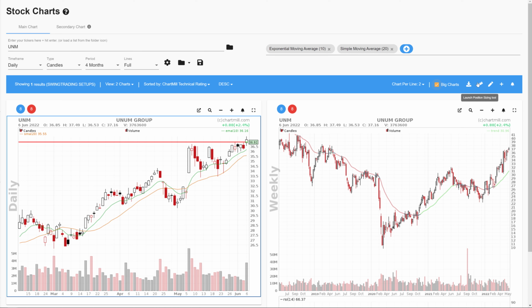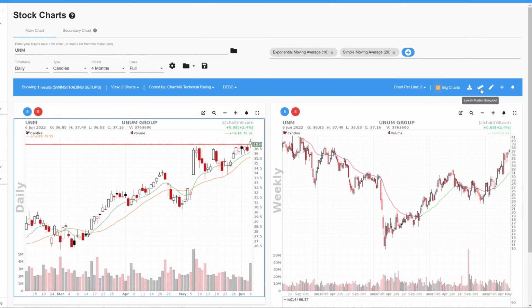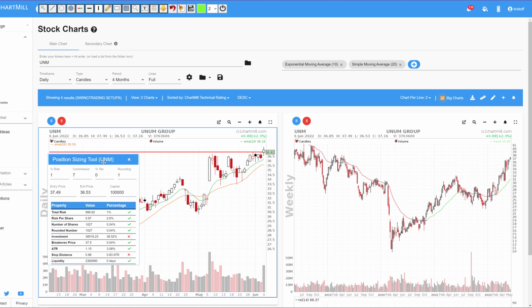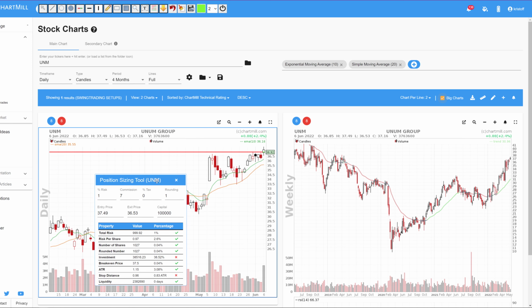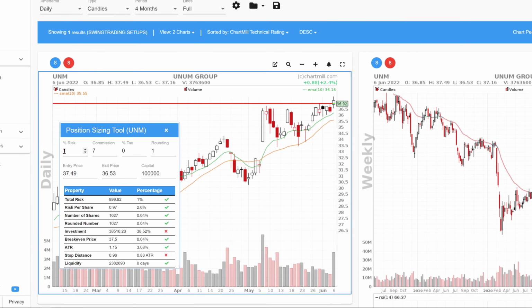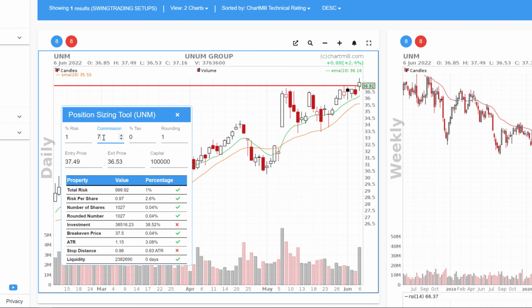To launch the position sizing tool, click this icon. It will appear on your screen. You can replace it. So percentage risk is set at 1%. Commission, that is personal. I'm just going to set it to 0 in this example. Capital 100,000. That is your available trading capital. I'm going to change this to 25,000 for this example.